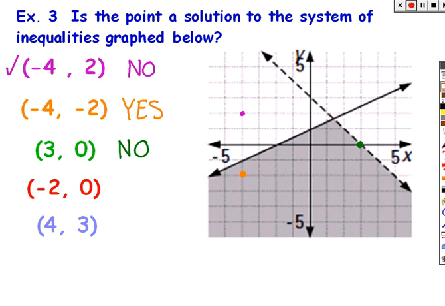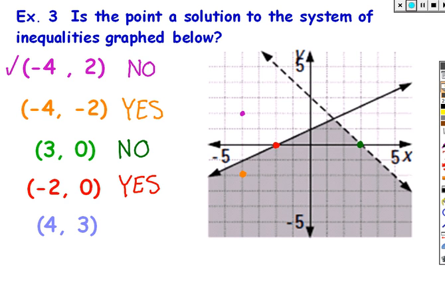(-2, 0). So what if I am on the solid line? That would be a yes. Any points on a solid line are included in the solution set.